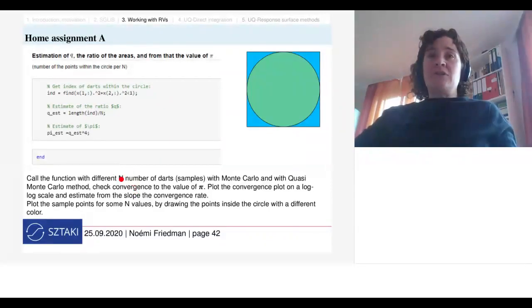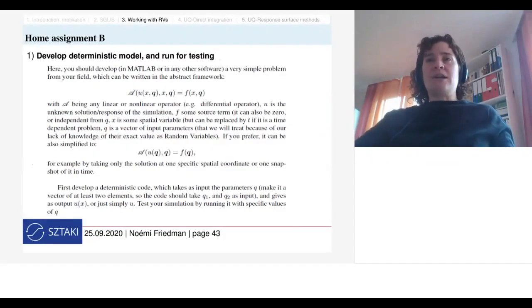And try it with different numbers of n and see how your estimate of pi is changing. Then you will have an idea about the accuracy of the Monte Carlo method. You can also try it with quasi-Monte Carlo, and then you see the difference between the two.